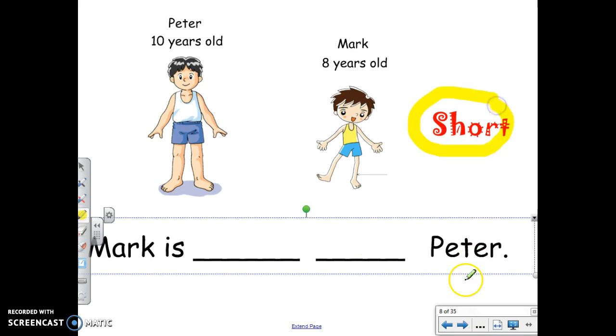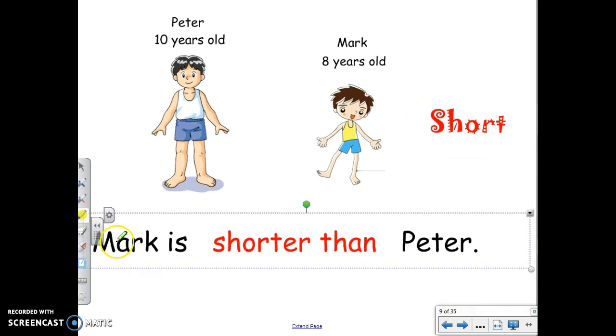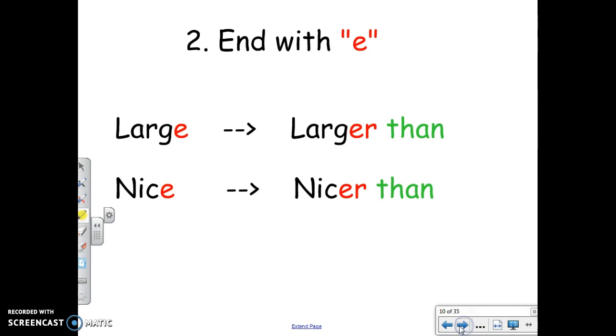I want to use short for this sentence. Mark is what Peter? Remember the tips? I always say put the ER after the adjective. So we will see. Mark is shorter than Peter. Put the ER after the adjective.